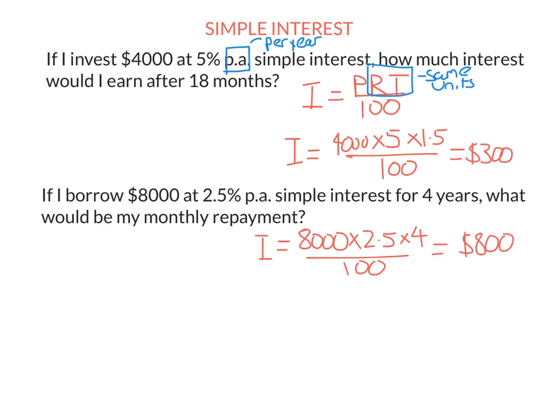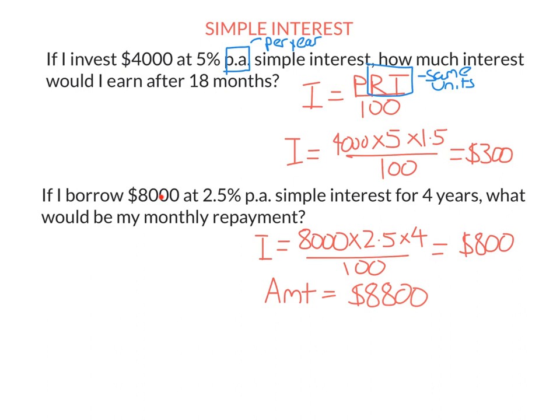So what that means is, if I borrow the $8,000 at 2.5% per annum simple interest for 4 years, I won't pay back $8,000, I have to pay a bit more. The total amount that I must repay is going to be $8,800.